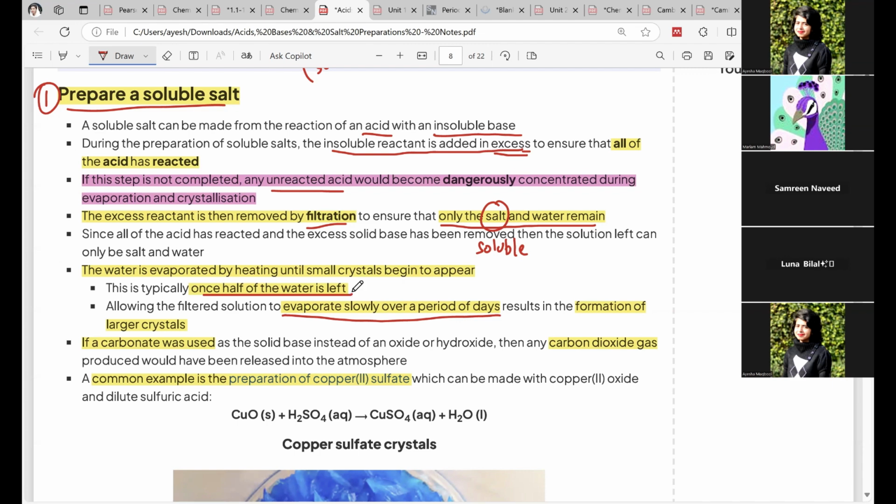I will tell you the reason why. First we heat the water, only half will evaporate, half will remain. Then this half will evaporate slowly at room temperature over a period of days. Now there are two reasons for this. Number one, when you heat it slowly, not fully, it will prevent the decomposition of the salt.